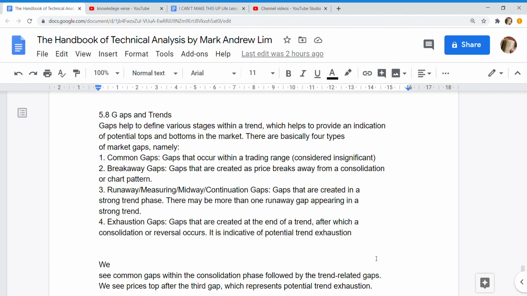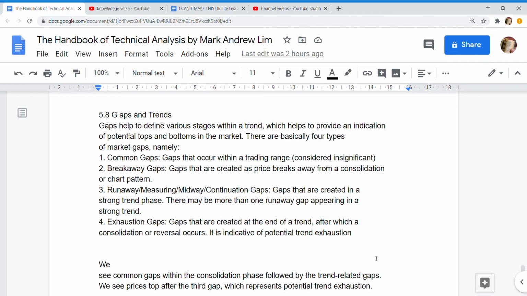5.8 Gaps and trends. Gaps help to define various stages within a trend, which helps to provide an indication of potential tops and bottoms in the market. There are basically 4 types of market gaps, namely 1. Common gaps, gaps that occur within a trading range, considered insignificant.